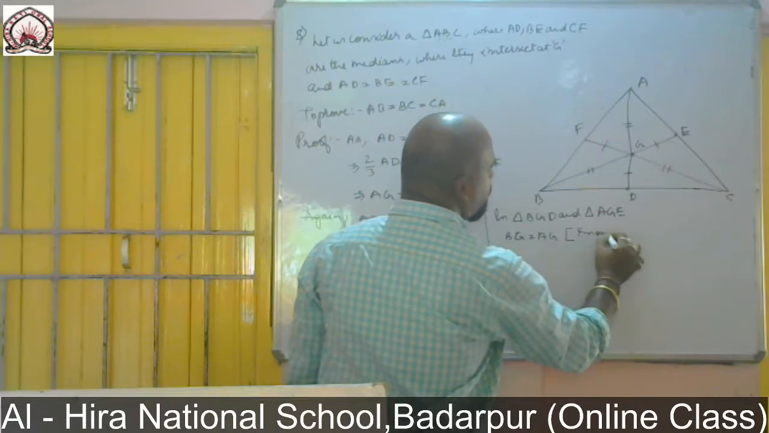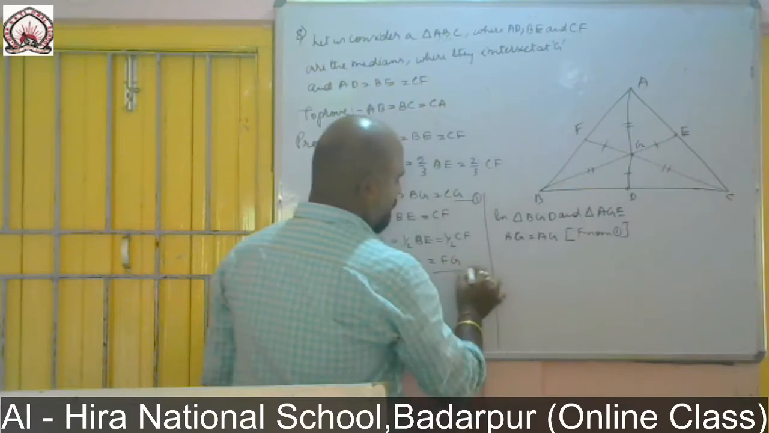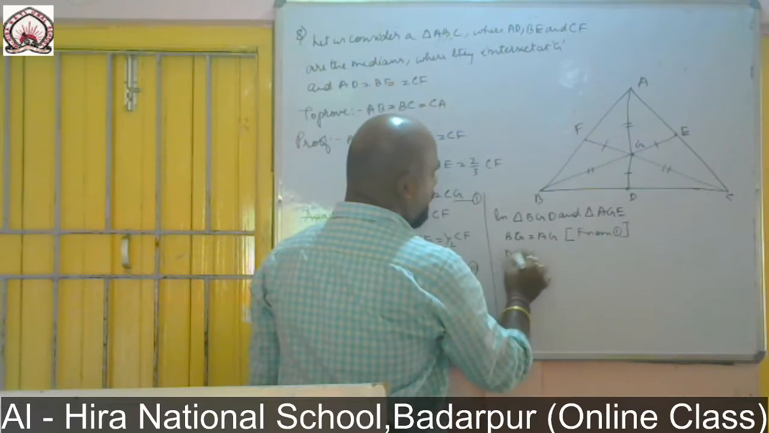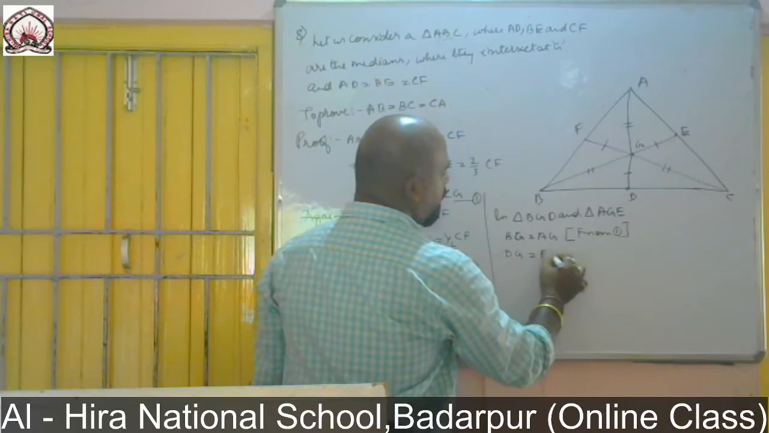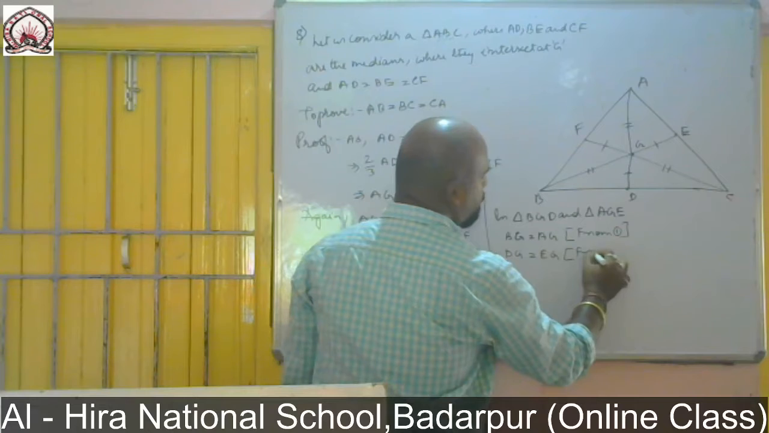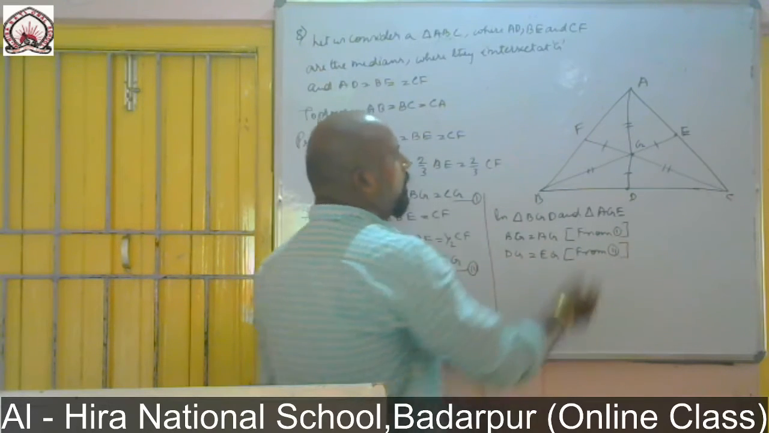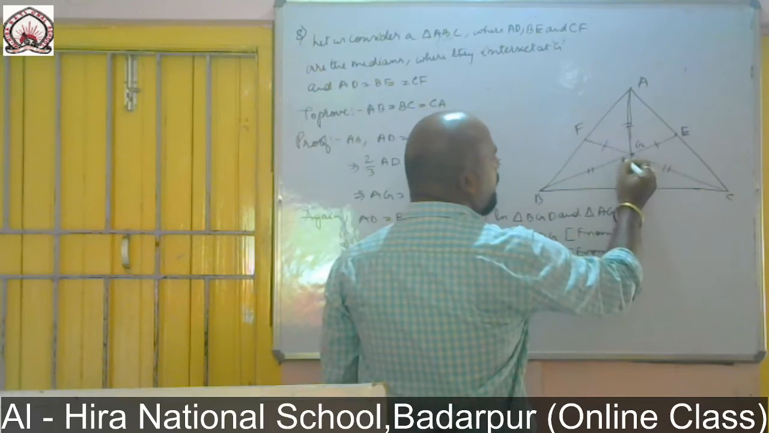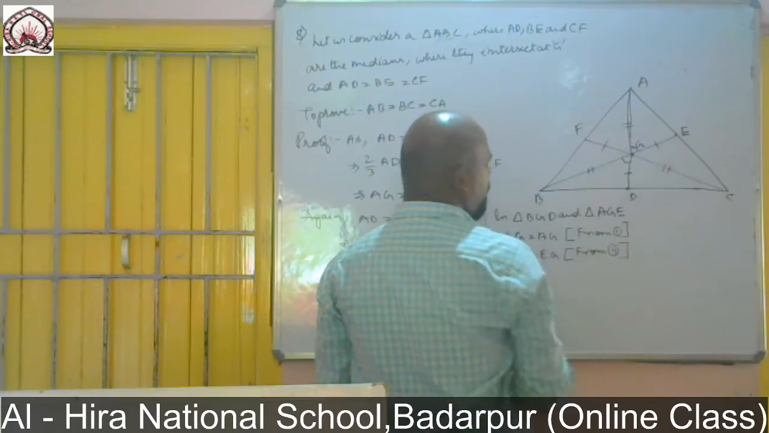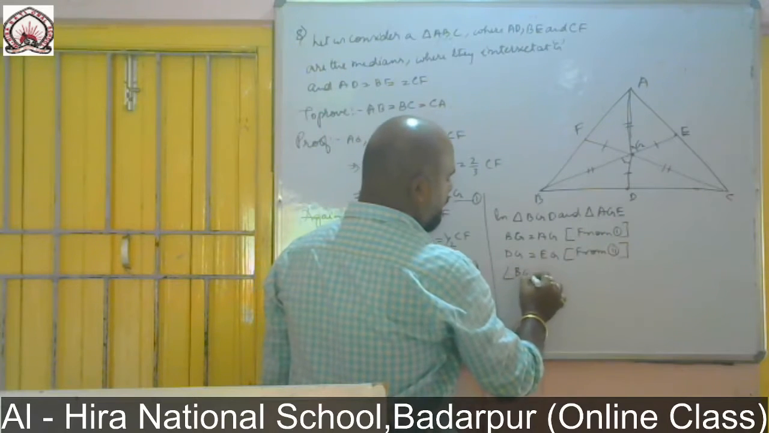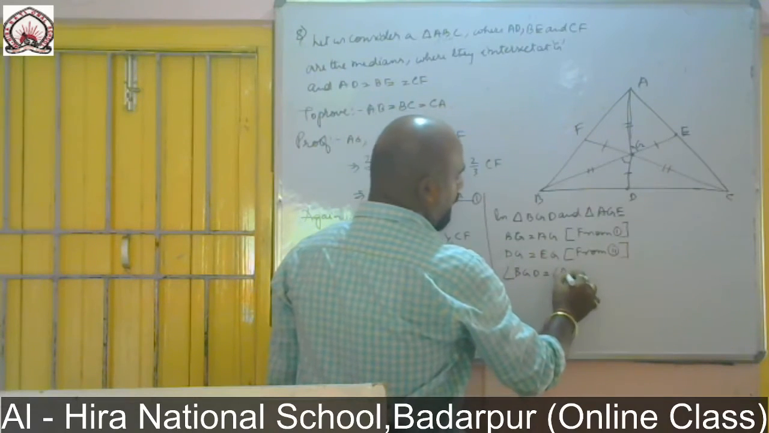From 1. Now again, DG equal to what? EG, from 2, which are already proved. Okay. Now this angle is equal to this angle because of what type of angle? Vertically opposite angle. Angle BGD is equal to angle AGE, because of vertically opposite angles.